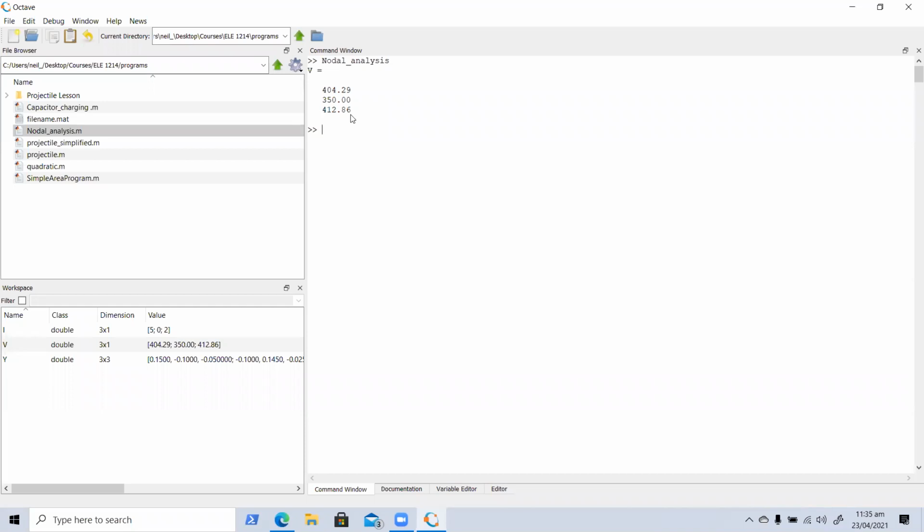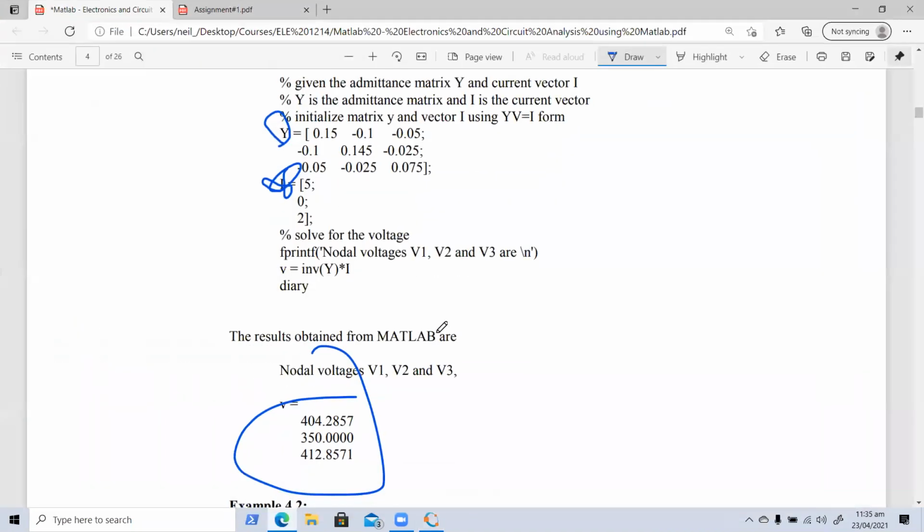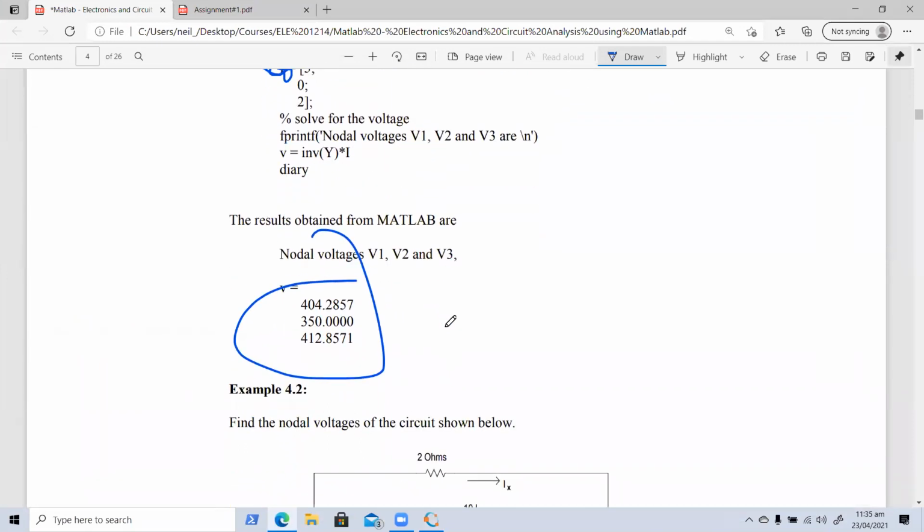Now, what do you guys think? Is it easier to solve the simultaneous equations by hand, or is it easier to use Matlab? What do you think?